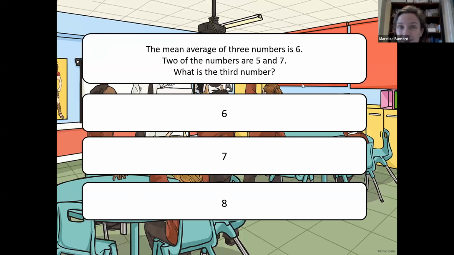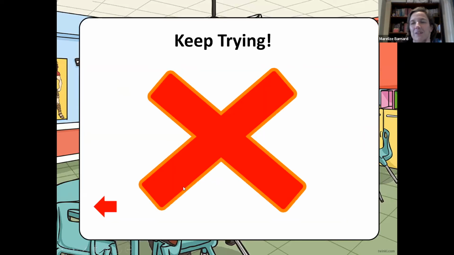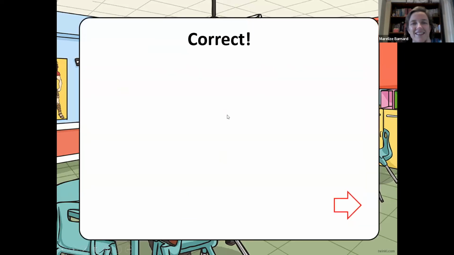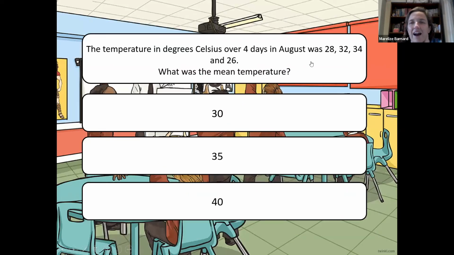Oh, this one is a little bit of a thinking one. The mean average of 3 numbers is 6. 2 of the numbers are 5 and 7. What is the third number? 5 is not an option. Whoever posted 5, it's not on the list. Some say 8. Let's see if 8 is right. Oh, keep trying. Let's see, 6. Yes, well done.